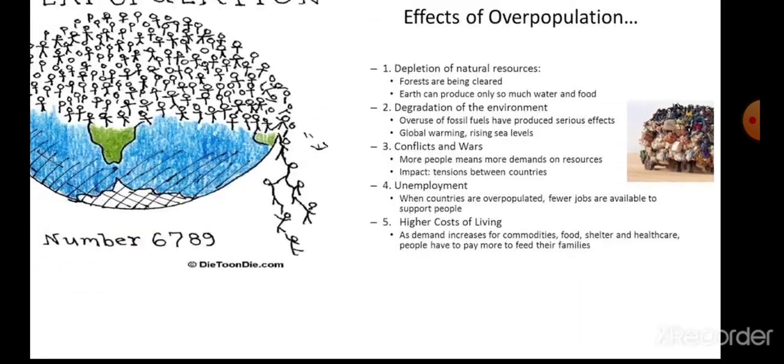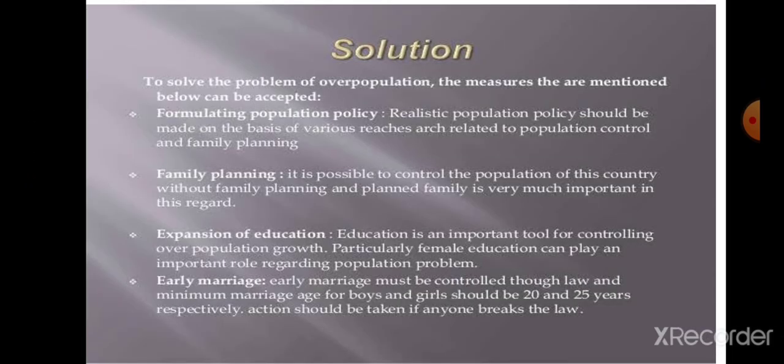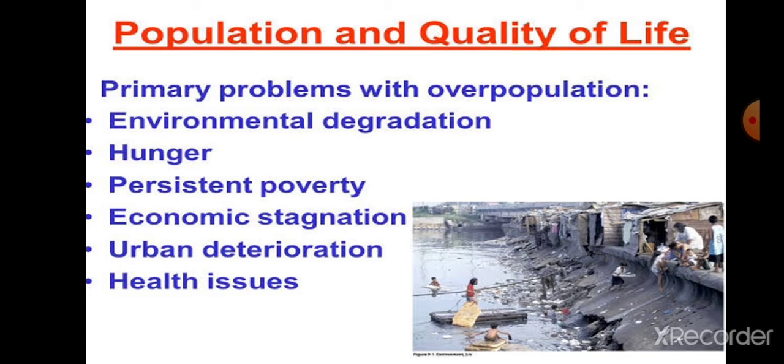So, population and quality of life. If there is overpopulation in the country, what happens? Primary problems with overpopulation: environmental degradation, which may affect air pollution and water pollution; hunger, we can't get proper food; and persistent poverty. Poverty will increase in the society and in the country; economic stagnation, and people cannot get proper facilities, proper status. Rich persons become richer, poor persons become very poor because of overpopulation.